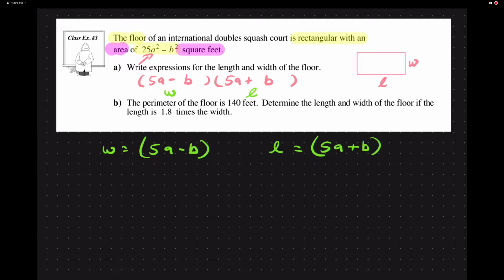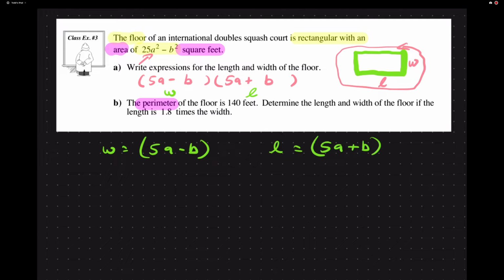Okay, now let's break down part B. It says we've got a perimeter, so you need to know what a perimeter is. A perimeter is the length all the way around the shape of an object. So we would start right here and go to there and there and there and there. So basically the distance of two widths and the distance of two lengths takes us all the way around and back to the beginning of this rectangle.